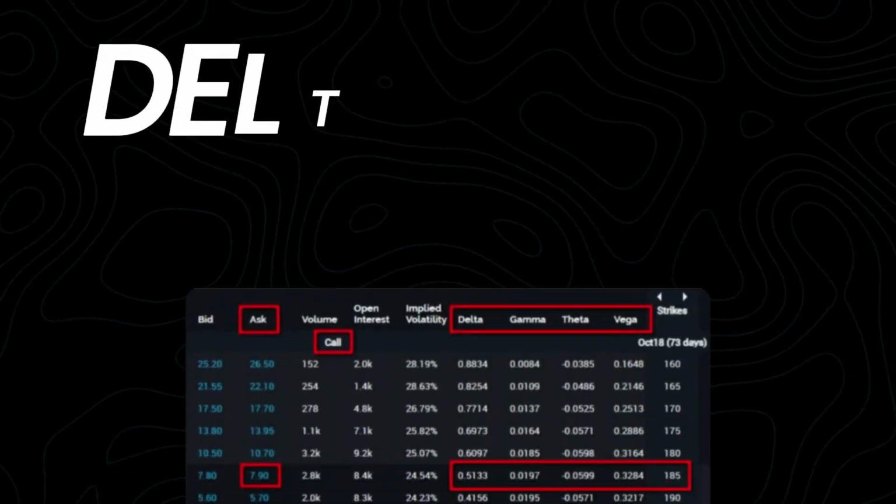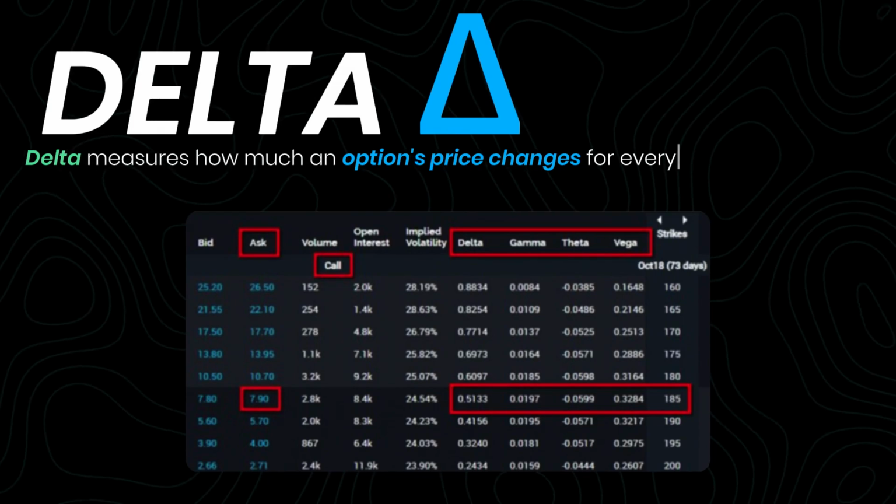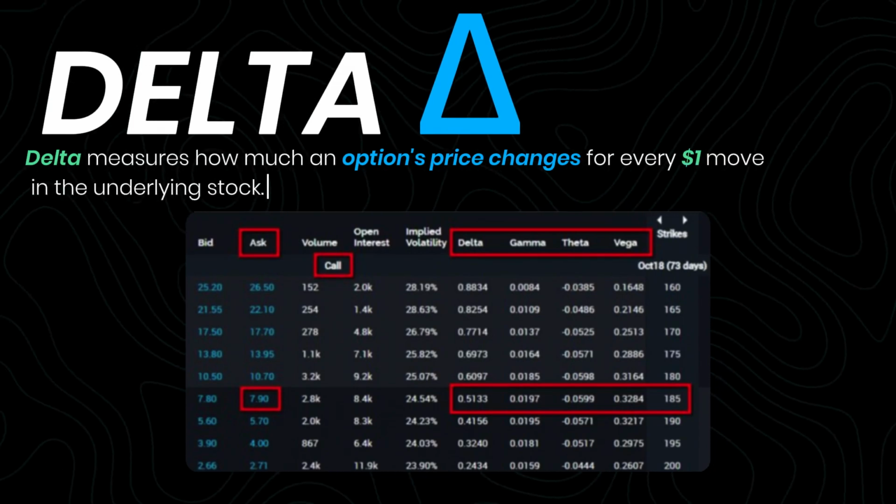All right, so first up is delta. Delta measures how much an option's price changes for every $1 move in the underlying stock. Let's say a call option you're looking at has a delta of 30, or as it might appear in your brokerage, 0.3. And let's say the underlying stock goes up by $1. That call option you traded is now going to increase in value by 30 cents. If we multiply that by 100, because each call option controls 100 shares of the underlying asset, you would see a $30 return or a $30 change in the P&L for your trade.